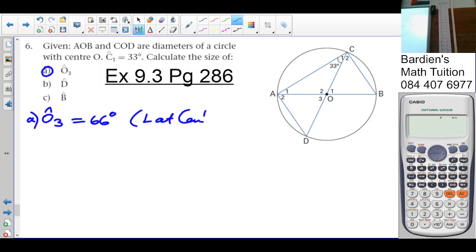Angle at center equals 2 times angle at circumference. There's 66 degrees.